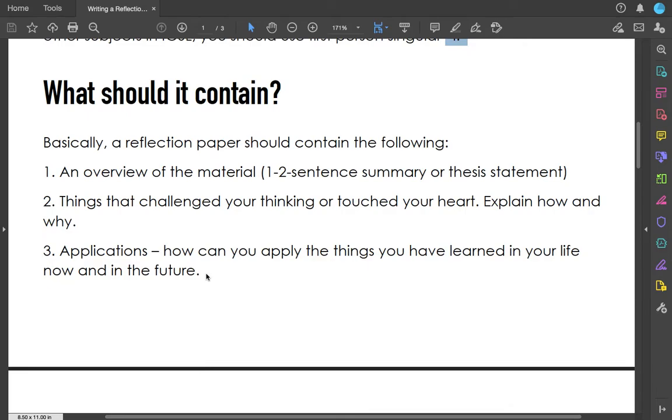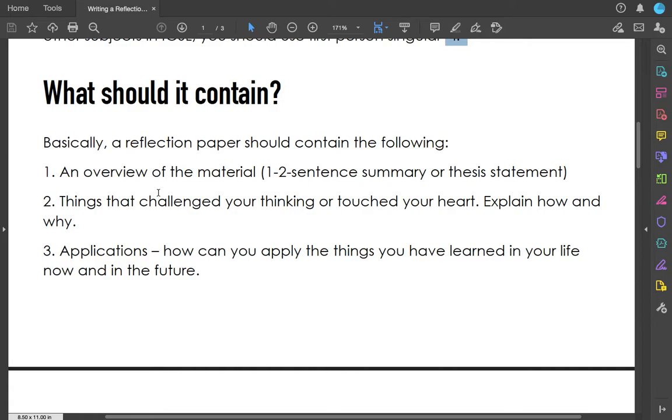Okay. So I'm just going to reiterate the very things that you mentioned. Basically, a reflection paper should contain the following. This is more like a general guideline. An overview of the material. So you would want to give an overview. It can be a 1 to 2 sentence summary if it is a narrative.